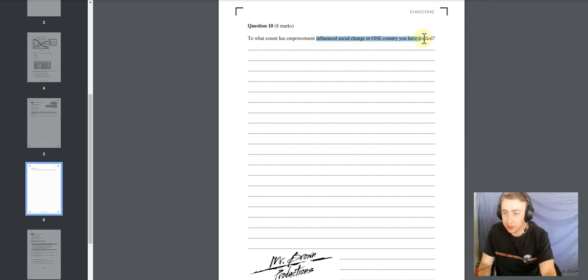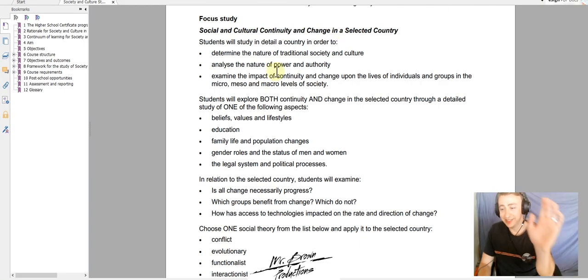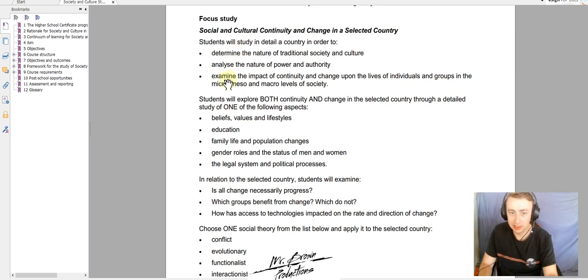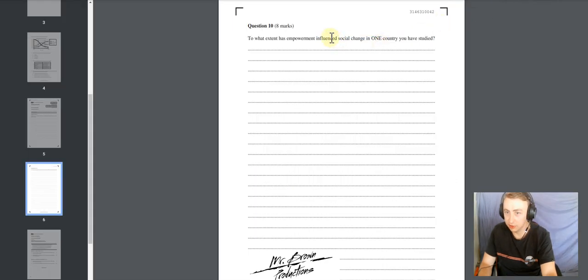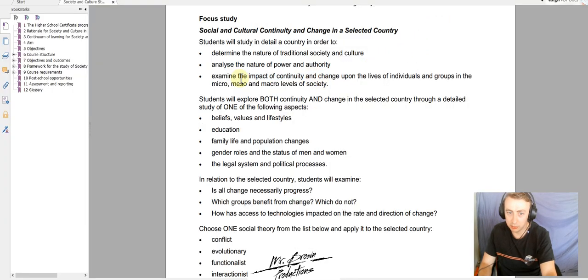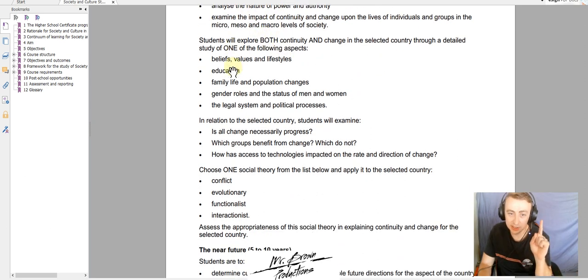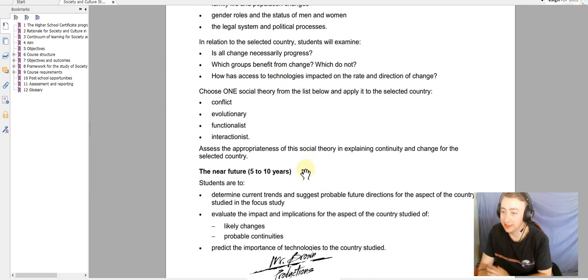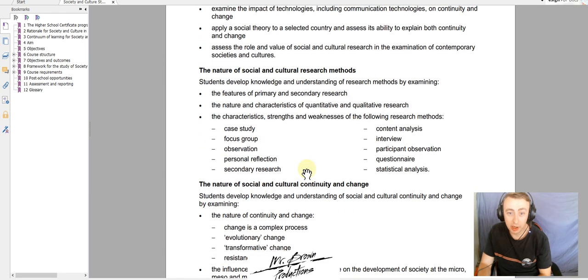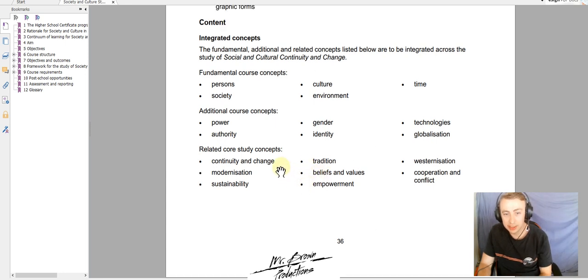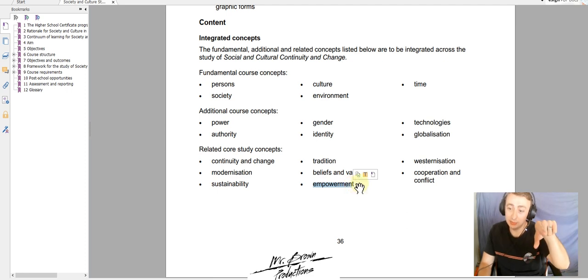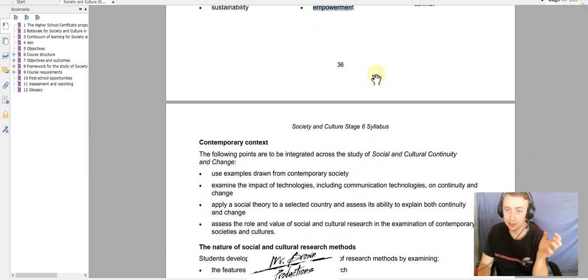The syllabus dot point is this one, right here. We can see this reflected in the syllabus where we have a focus study, we study a specific country, and we have to examine the impact of continuity and change. So there's the syllabus dot point link. However, nowhere in this dot point does it mention the word empowerment. In fact, it doesn't mention empowerment in the specific explicit dot point in this section whatsoever. However, where empowerment does feature is right here in the related course study concepts. So they can chuck a concept and mix it in with a dot point to create a question for you.